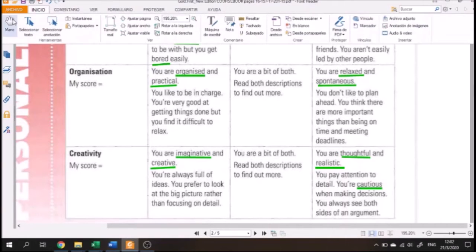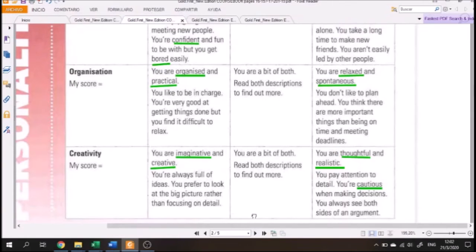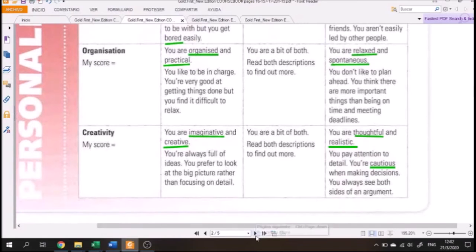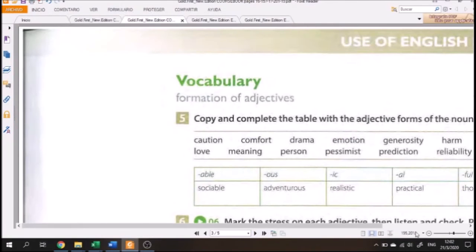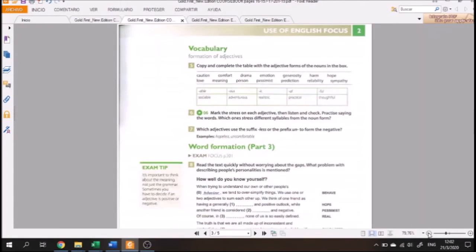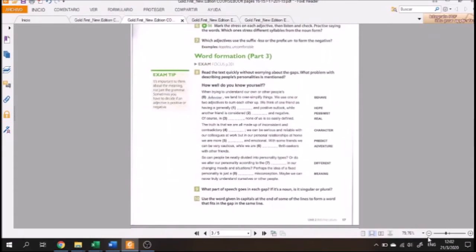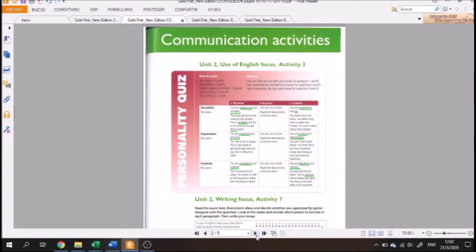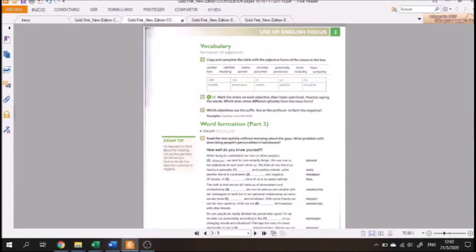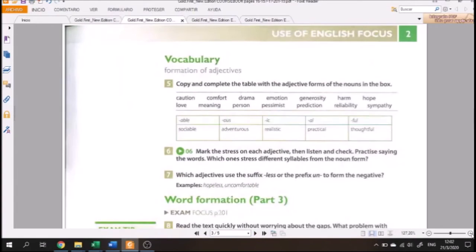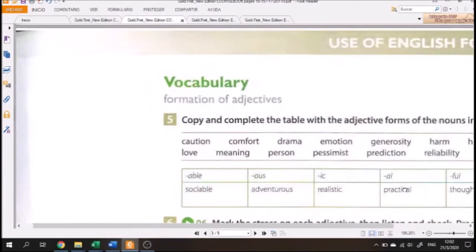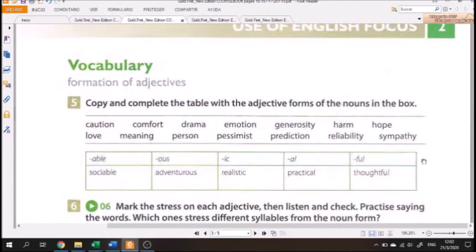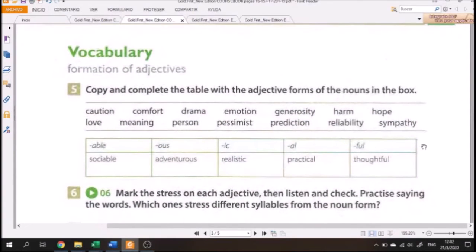Okay, so now I am going to page 17 on the same book. Look, if you're in the bunch of photocopies, I just passed from this one more click and I am here. If you're in the book, you go to page 17. On page 17, we are going to work on formation of adjectives.